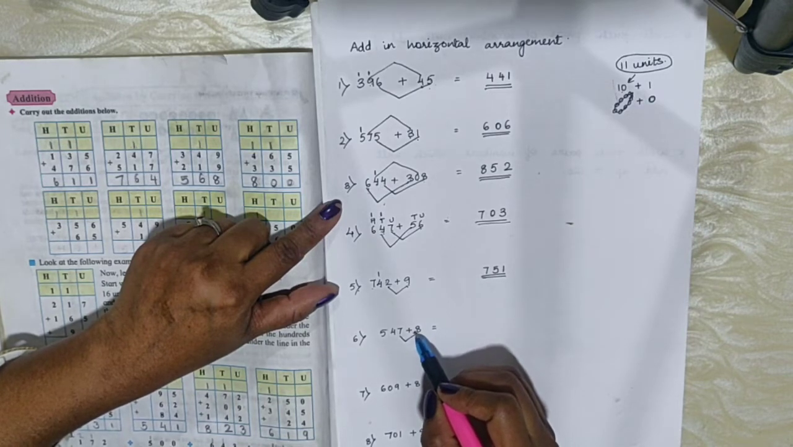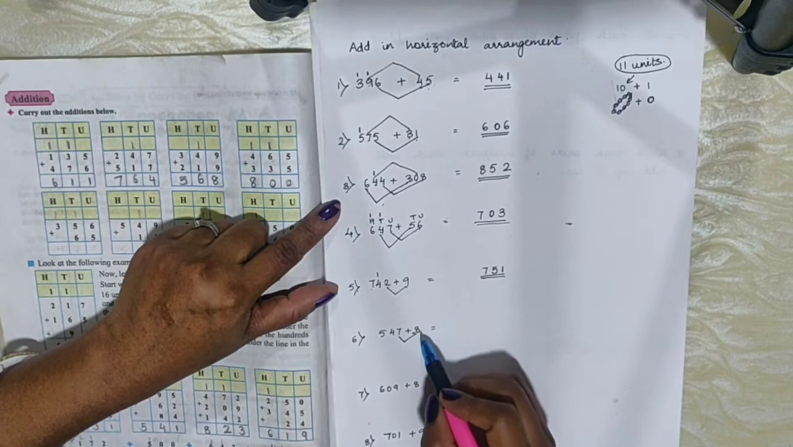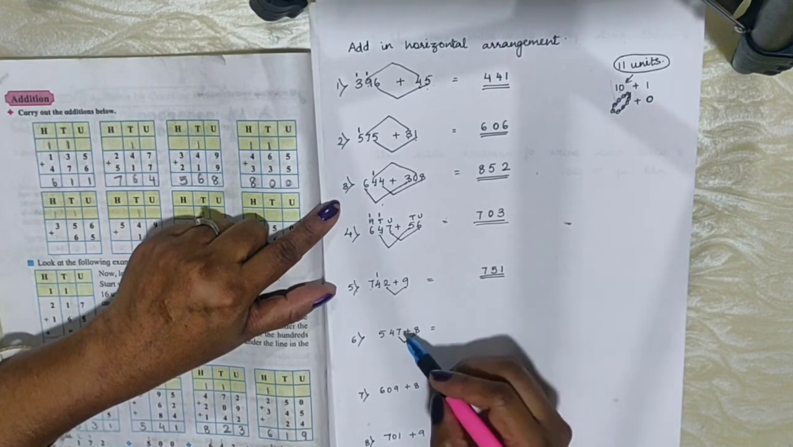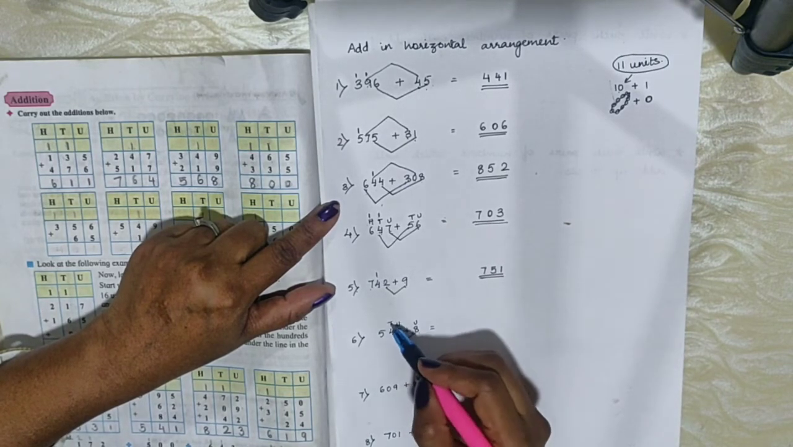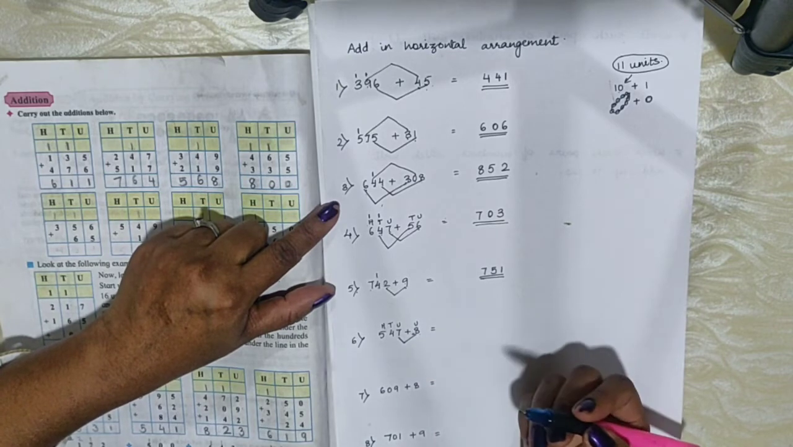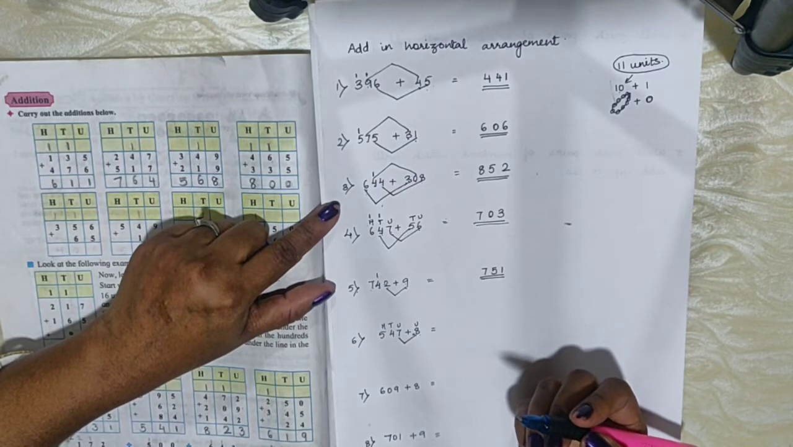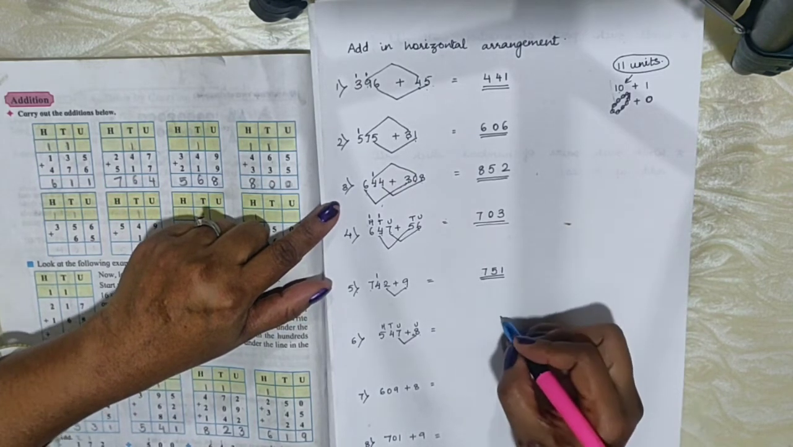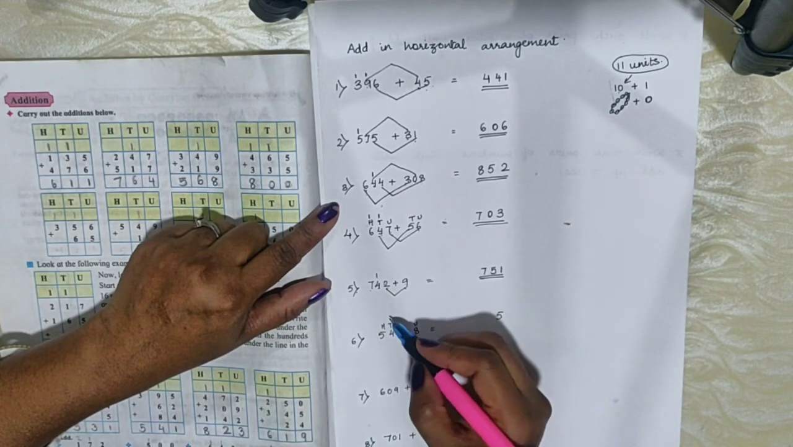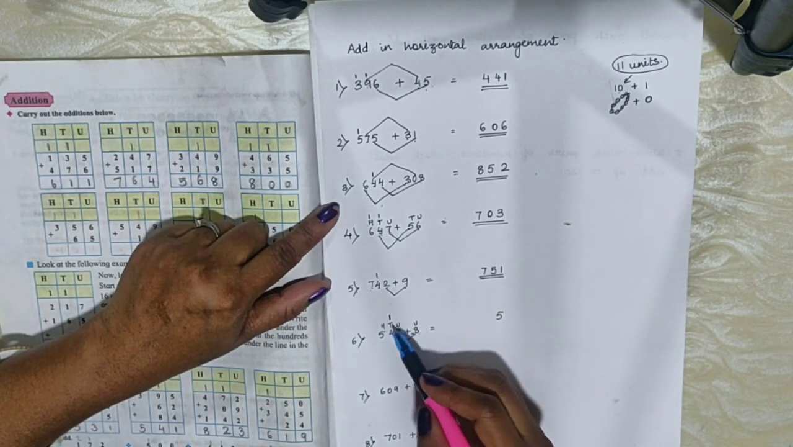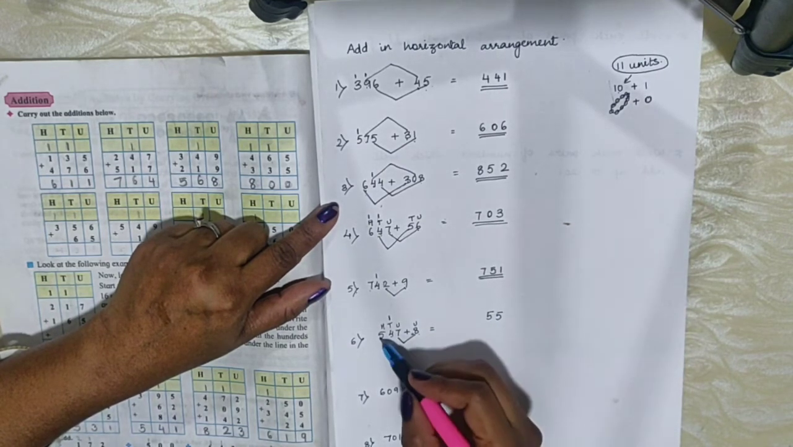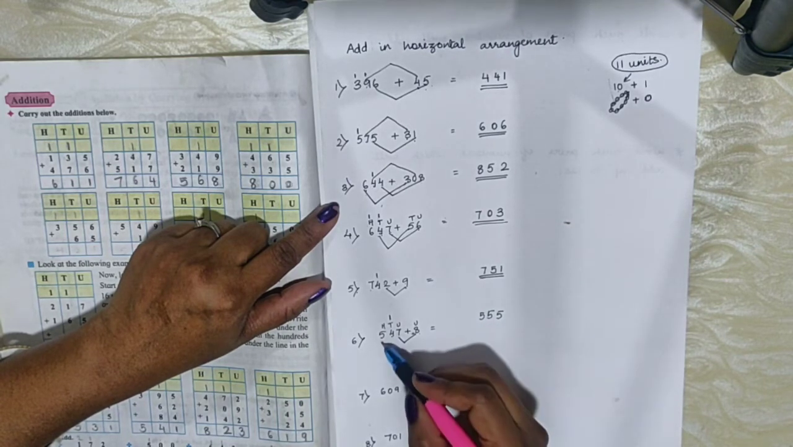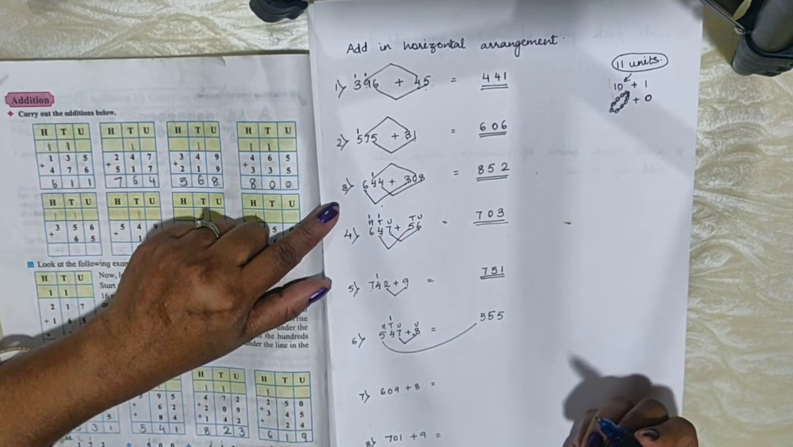Okay, then 7 unit, 8 unit, and there is no digit at tens and hundreds place. The second number doesn't have any number at tens and hundreds place. So 7 unit plus 8 unit, children, what is 7 plus 8? 15. So you will write 5 over here. 1 you will carry to the tens place. 1 plus 4 is 5. And this 5 will go directly over here. Okay, children.